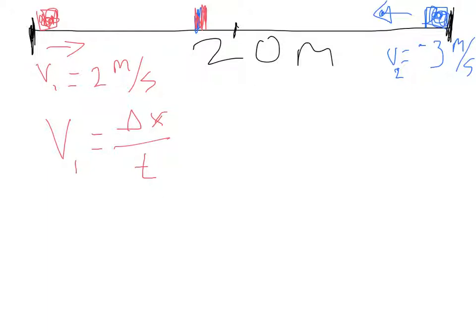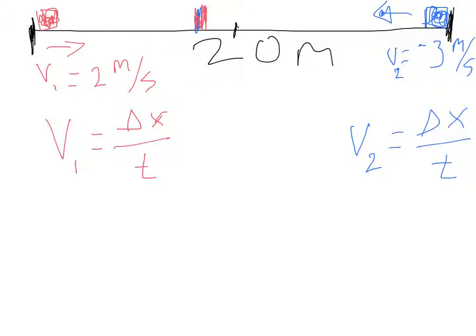We're going to say the same thing for the second cart. Velocity 2 is equal to change in position all over time. What we know is that they're both going to start at the same time. That means that the amount of time that it will take for the two carts to collide, the amount of time that they will be moving for, will be the same. What we can now do is solve this system of equations.